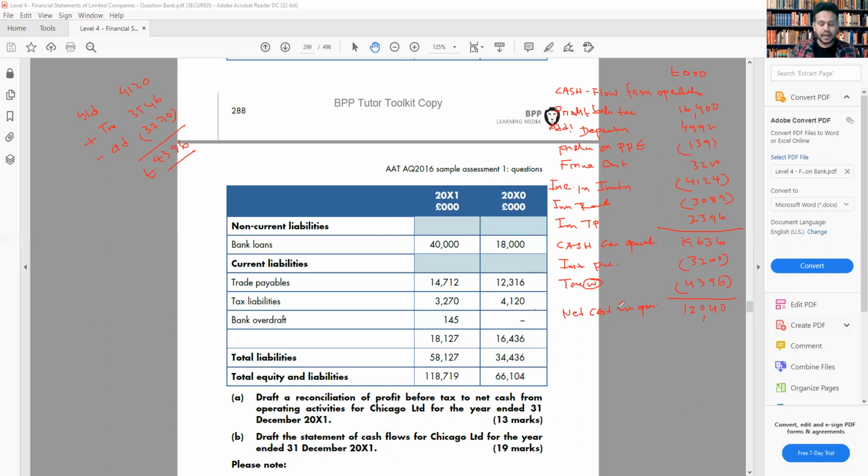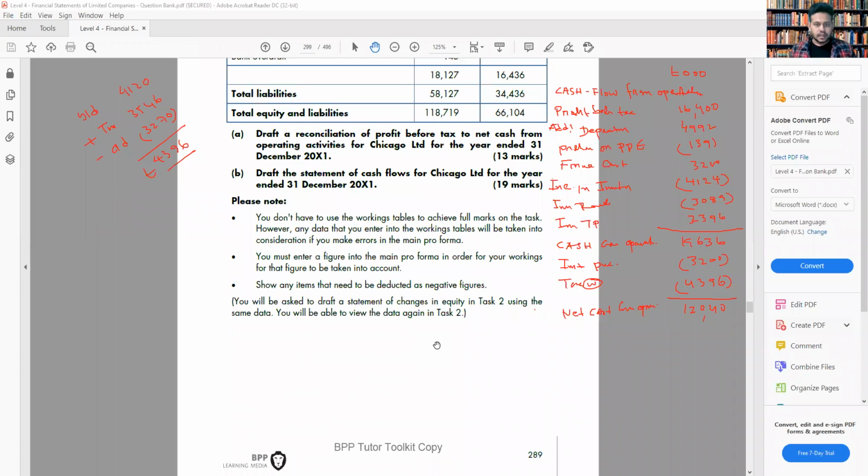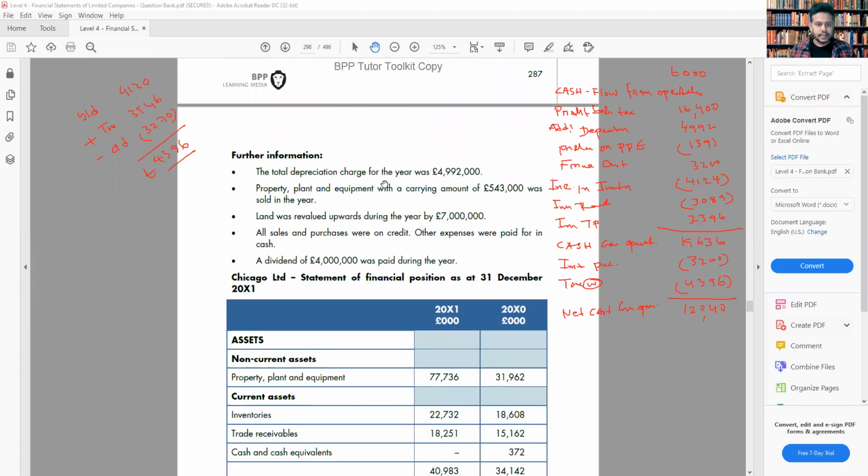Now I'll move to the next part. That will be the investing activities. Let's have a look at what we bought as a non-current asset, or did we sell any non-current asset. So let's have a look at that. So you can see here on the additional information, we have one non-current asset that we sold, that is 543. So this one I sold. And this is the depreciation.